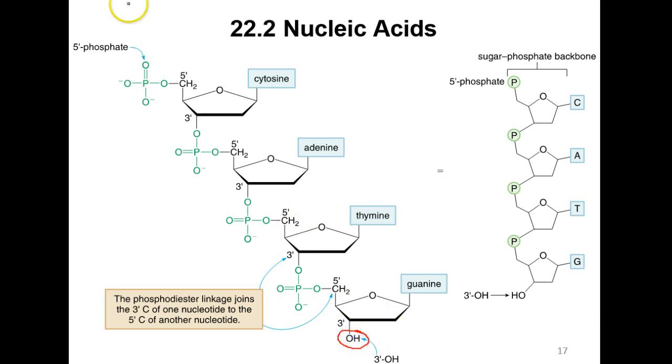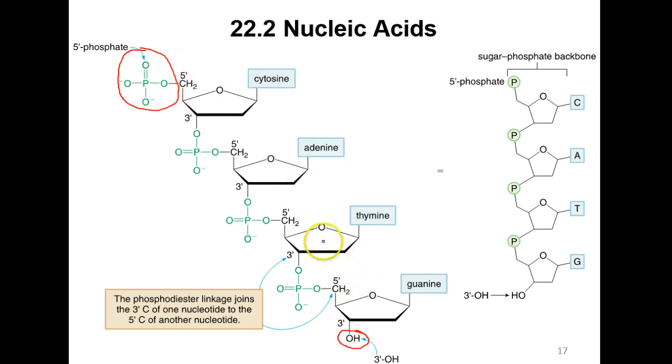That's what they're saying at the bottom of the chain. At the top of the chain, you always have the phosphate, the 5-phosphate. Okay, so the phosphodiester linkage joins the 3 carbon of one nucleotide to the 5 of the other nucleotide. So that's what we just talked about.